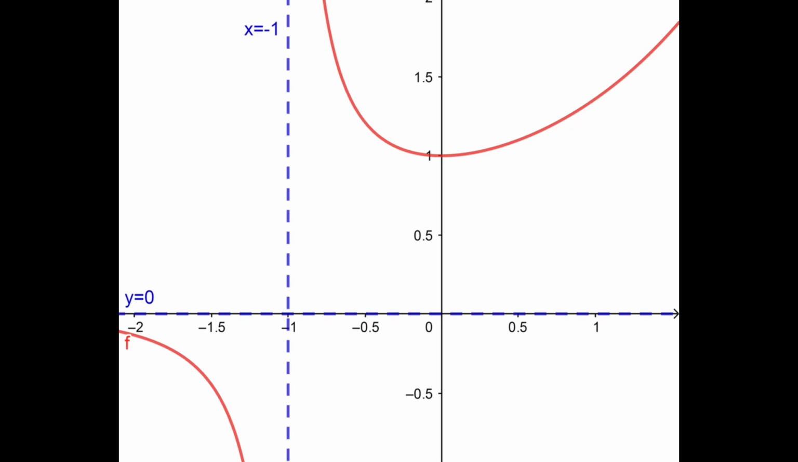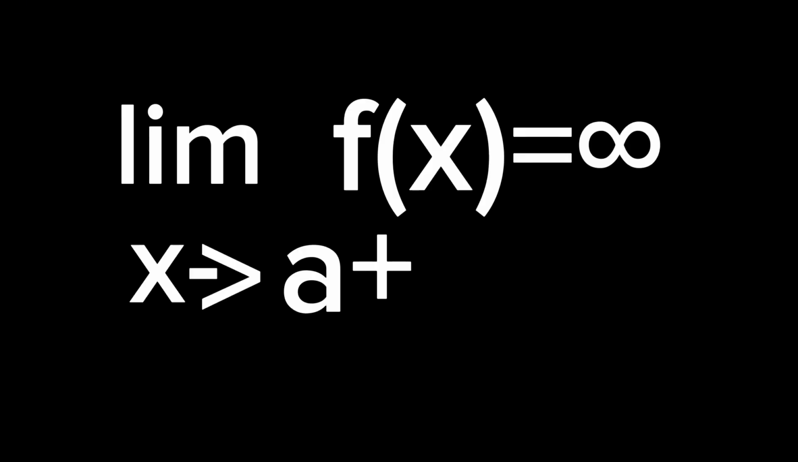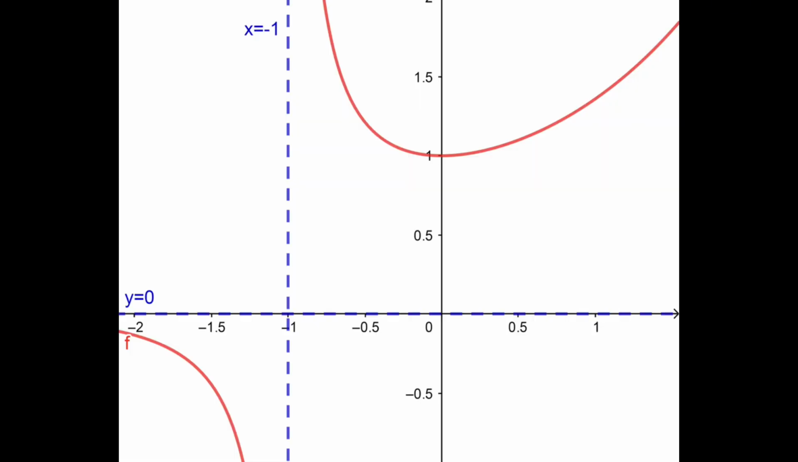If the line x equals a is a vertical asymptote, then we can write out the limit as a left-hand limit and a right-hand limit. When x approaches a from the right, the limit of f of x is positive infinity. And when x approaches a from the left, the limit is negative infinity. In this graph of a function right here, we can see two asymptotes. The first one is a vertical asymptote at x equals -1. The second asymptote is a horizontal asymptote at y equals 0.